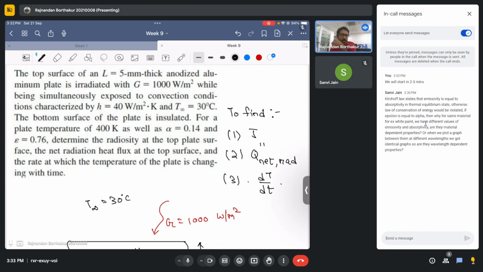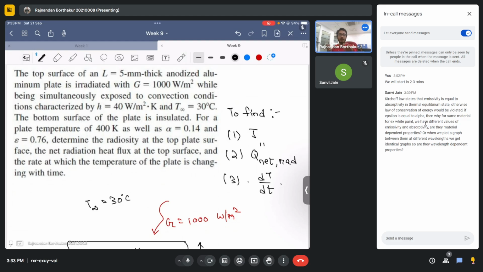But even if this is the Kirchhoff's law, for some materials, I would say in fact for all materials, you will find that emissivity and absorptivity are dependent on something known as the spectral dependence, which means that properties like the emissivity and absorptivity are a function of wavelength.